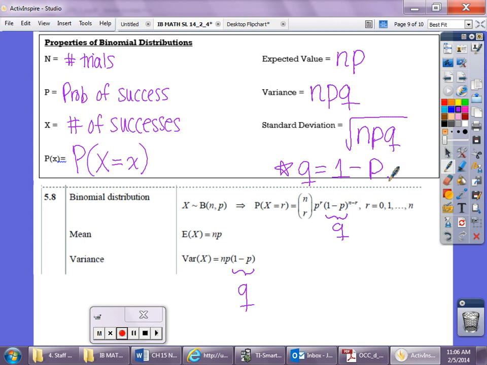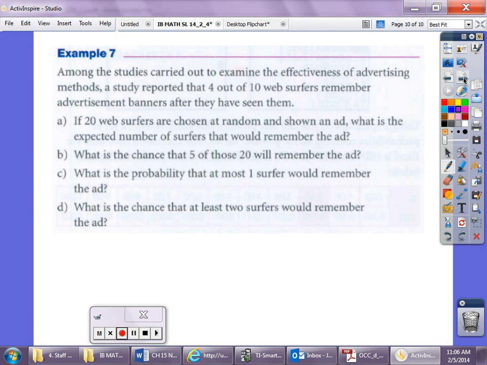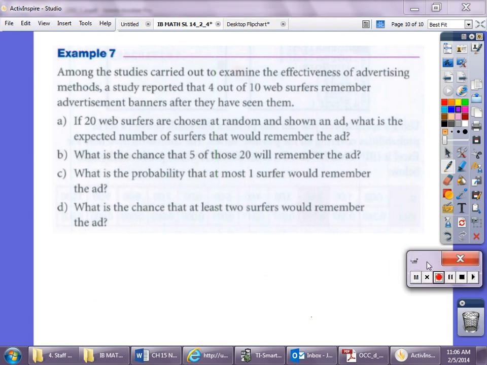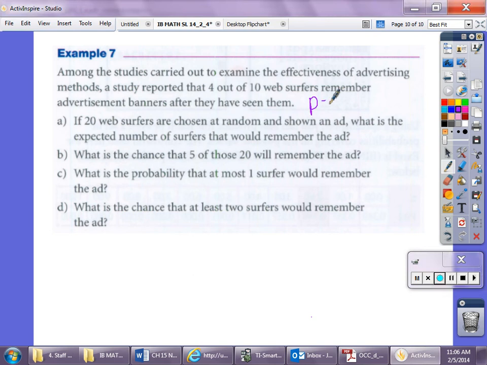Or parameter. All right, so last piece, you're more than welcome to skip this part if you feel comfortable with it. Among the studies carried out to examine the effectiveness of advertising methods, a study reported that 4 out of 10 web surfers remember advertisement banners after they have seen them. All right, so just from that statement, now I know that the probability of memorizing an advertisement is 4 out of 10, so I'm just going to do that as 0.4.